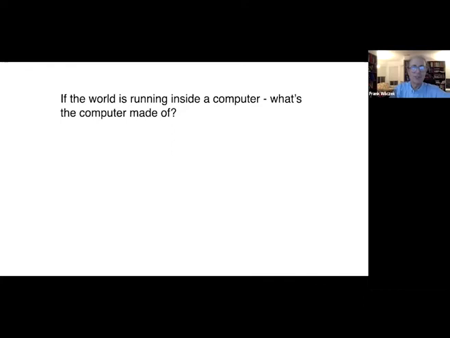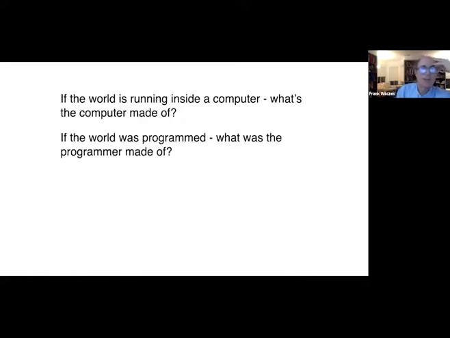First, there's the embarrassing question of if the world is running inside a computer. I should say that this idea has been discussed a lot and advocated by people like Elon Musk and Nick Bostrom and other people who should know better. But there's an embarrassing question, which is if the world is running inside a computer, what's the computer made of? If the world was programmed, what was the programmer made of?